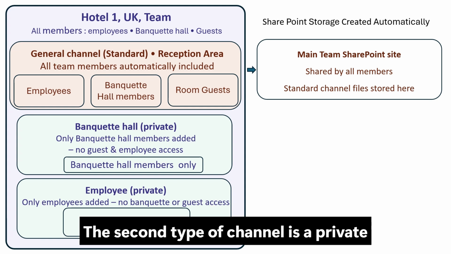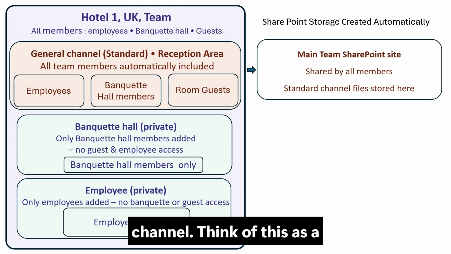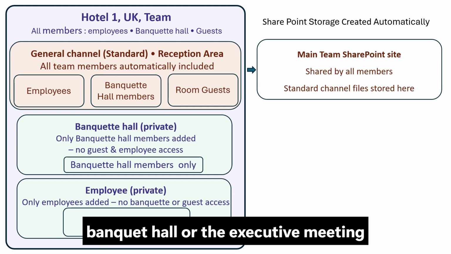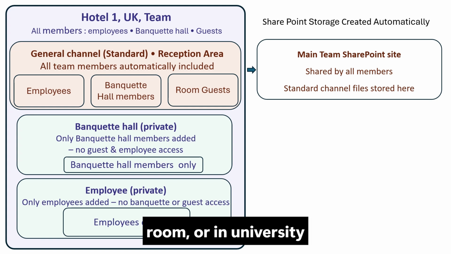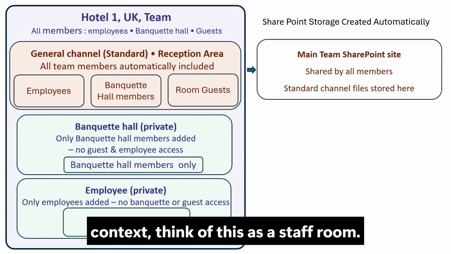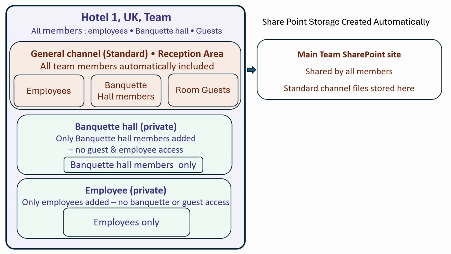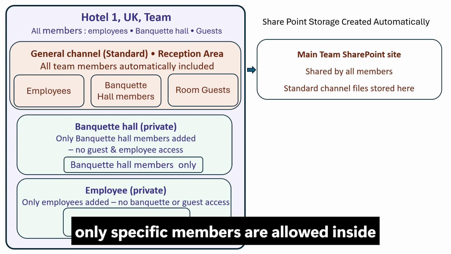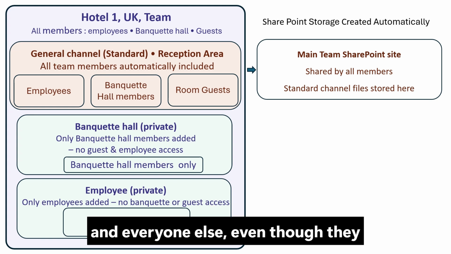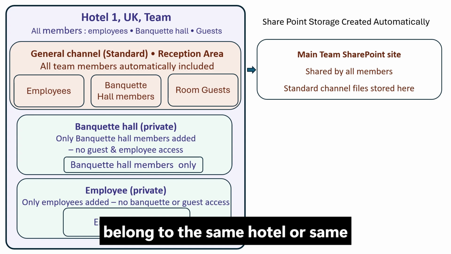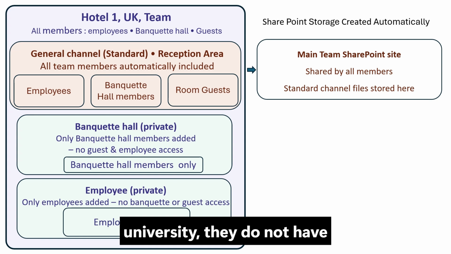The second type of channel is a private channel. Think of this as a banquet hall or the executive meeting room. Or in a university context, think of this as a staff room, admin office, or student area. Only specific members are allowed inside, and everyone else, even though they belong to the same hotel or same university, does not have access.